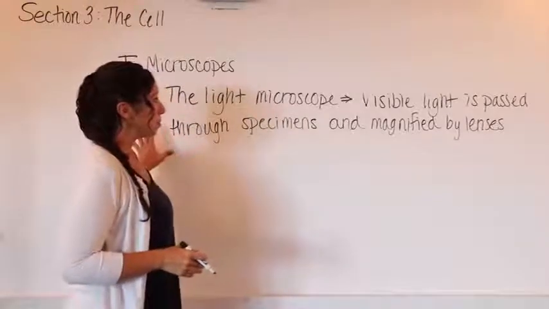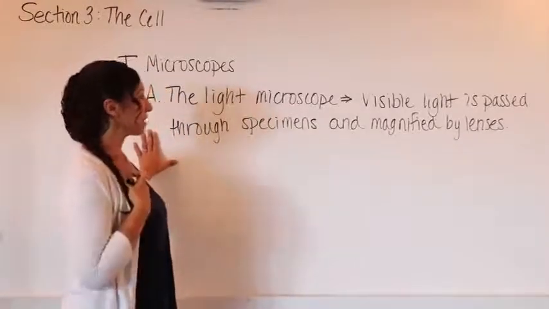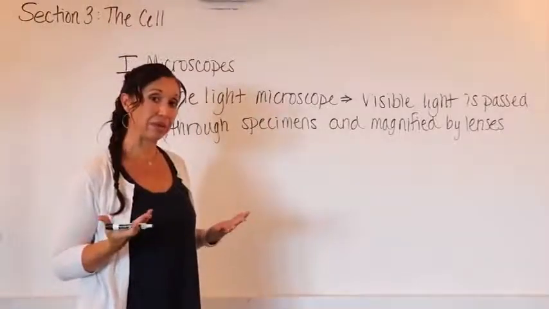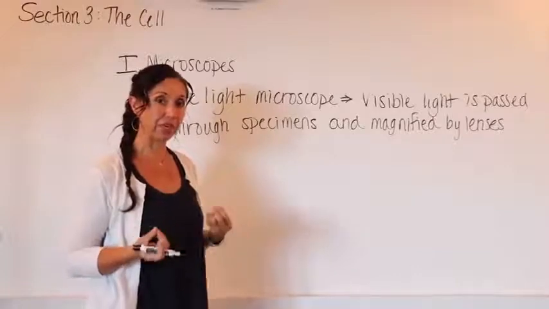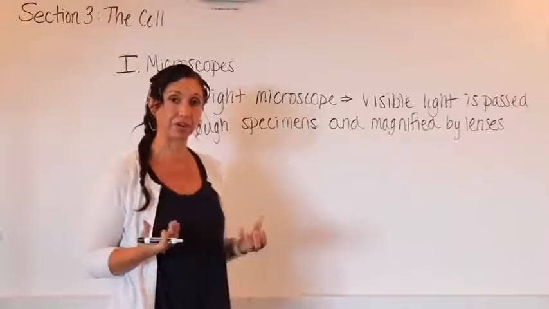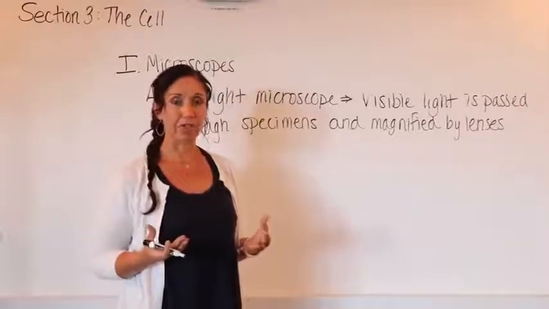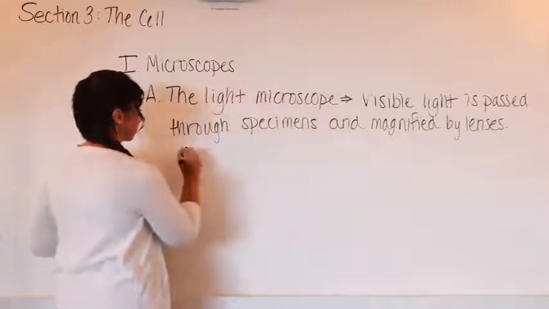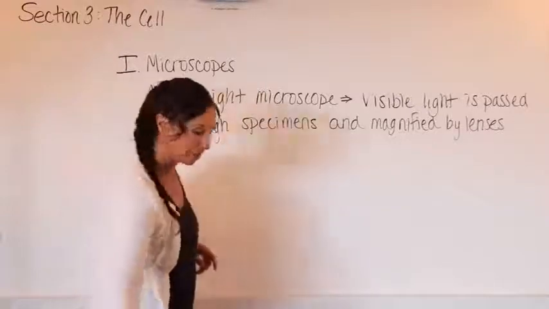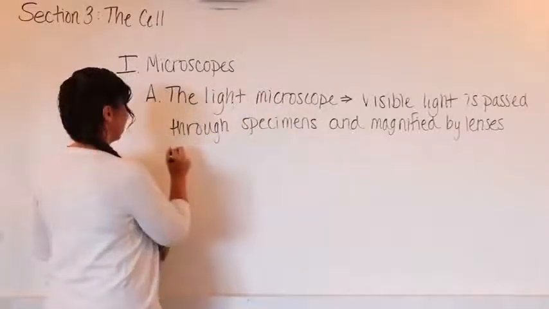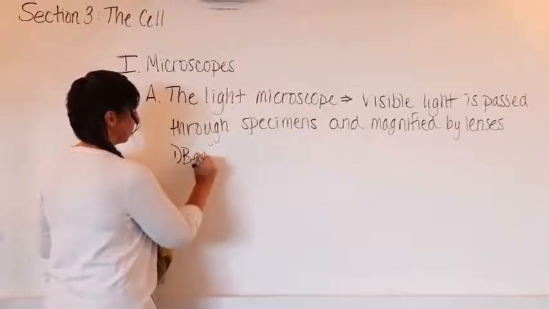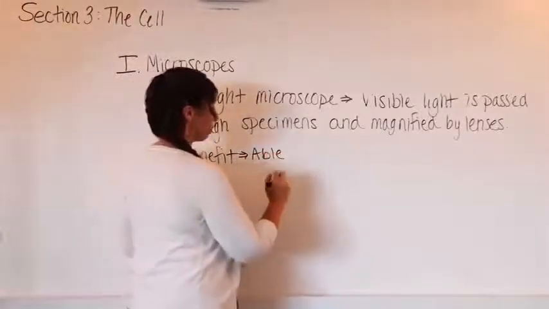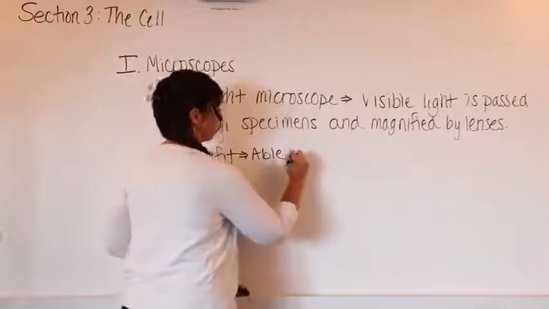And the benefit of a light microscope is that the specimen you're looking at can actually be alive. You don't have to kill the organism that you're looking at in order to visualize it. Some microscopes require that. We're going to get to that one in a second. But the benefit, this will be number 1, you're able to look at live specimens.